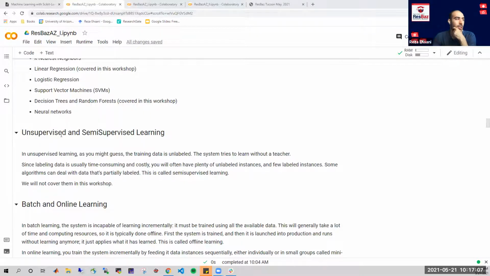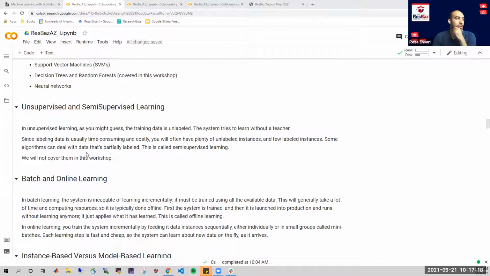On the other hand, we have unsupervised learning. And in unsupervised learning, as you might guess, the training data is unlabeled. The system tries to learn without a teacher. We also have a category which falls between unsupervised and supervised learning, which is called semi-supervised learning.